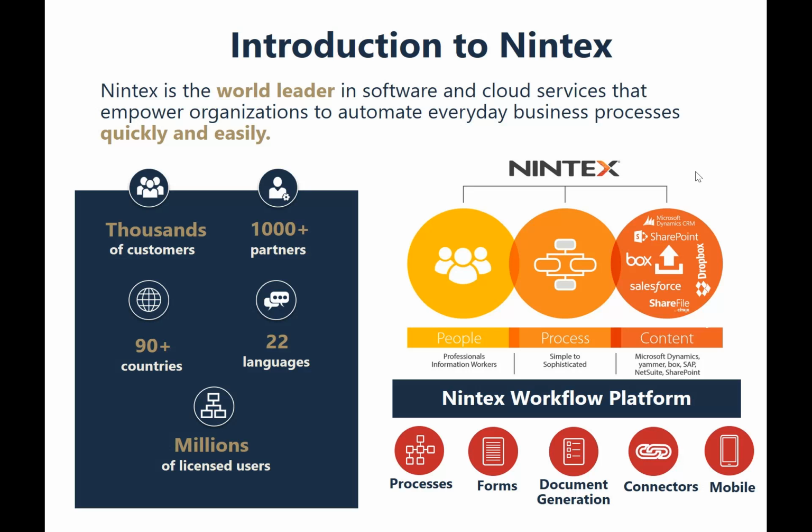On the right-hand side, you see a little diagram, and the main point of this diagram is to emphasize that there are three pillars to improving and automating business processes: people, process, and content. I'm sure everybody agrees with me that the most valuable assets every organization has are its people and its content. What processes do is connect those people with that content.